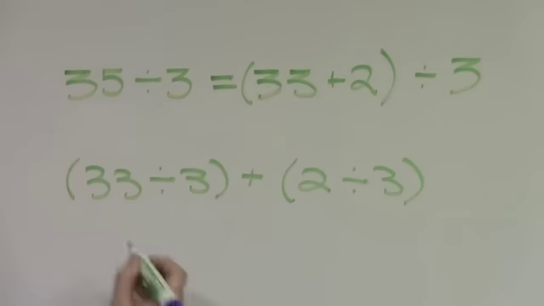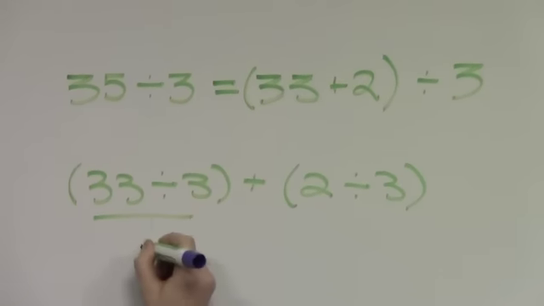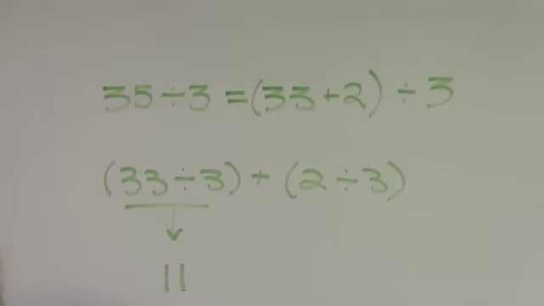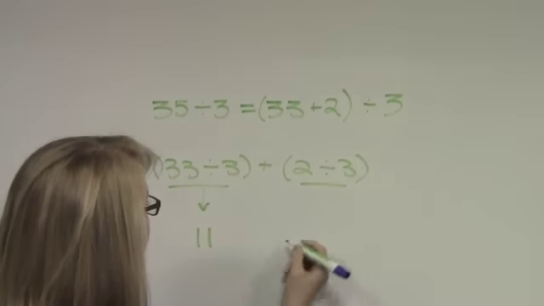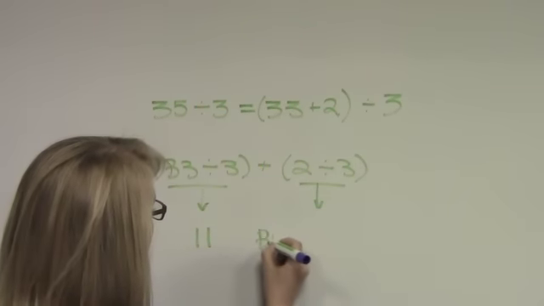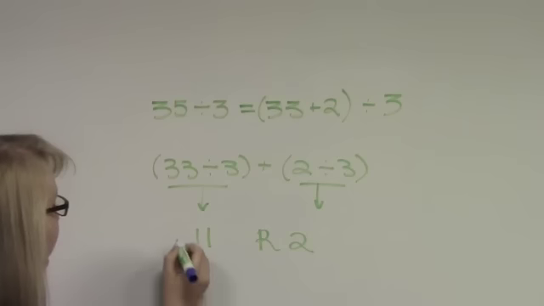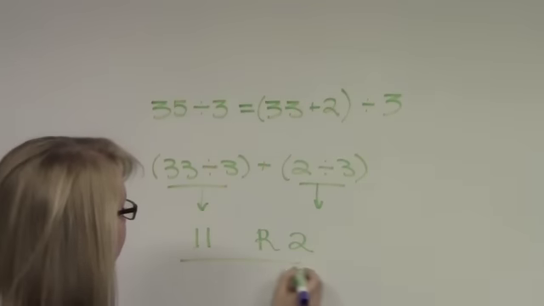From here, it is clear that 33 divided by 3 is equal to 11, and that 2 is not wholly divisible by 3, so this becomes our remainder. So we know that 11, remainder 2, is our quotient.